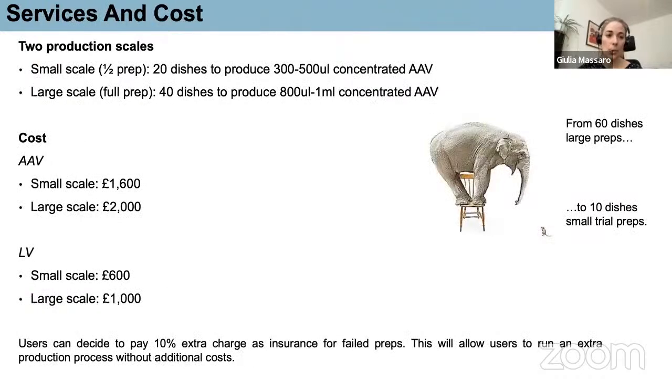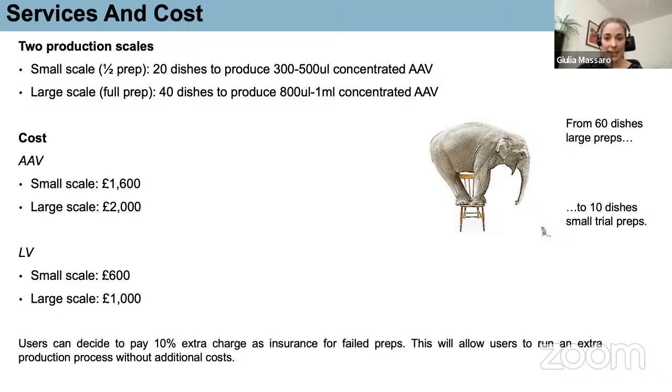Services and costs. By default, we offer two production scales. A small scale, which is about 20 dishes of cells, produces 300 to 500 microliters of concentrated vector. And a larger scale is about double, 40 dishes, for around 800, 900, or 1 ml of concentrated virus.